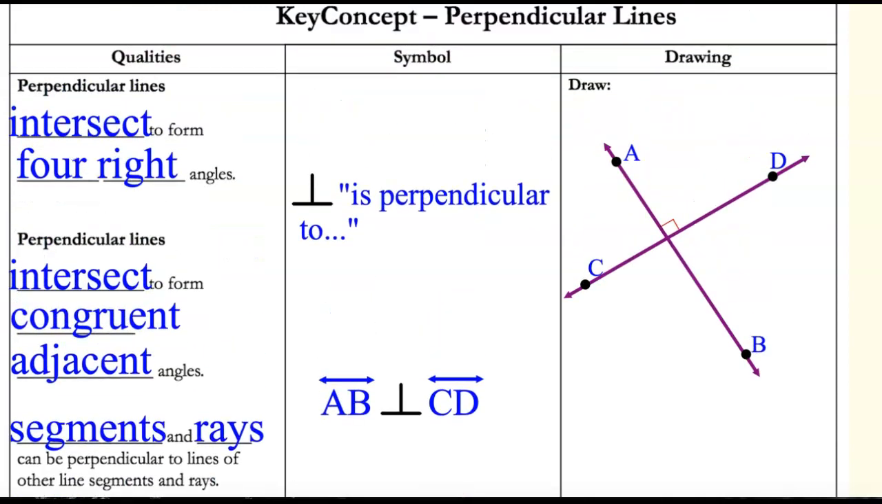Okay, so over here we have this picture. This red mark looks like half of a square. That indicates that that is indeed a 90-degree angle, which means that AB would be perpendicular to CD. We indicate perpendicular in geometry with an upside down T, and you would say it in English, it is perpendicular to. So an example here, we have line AB is perpendicular to line CD.